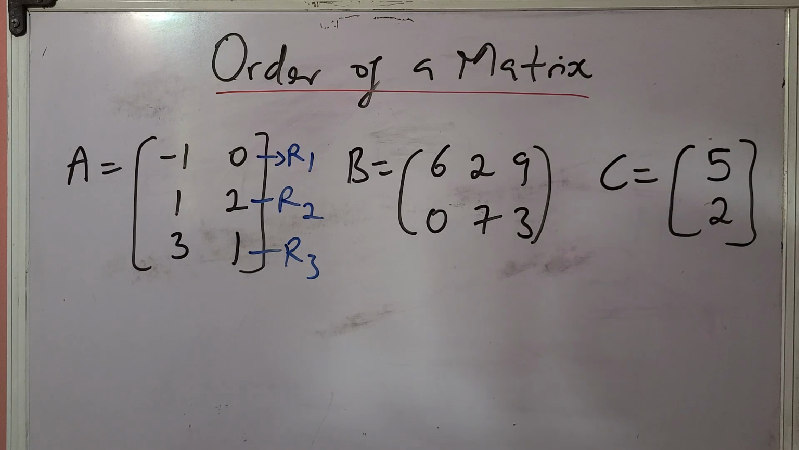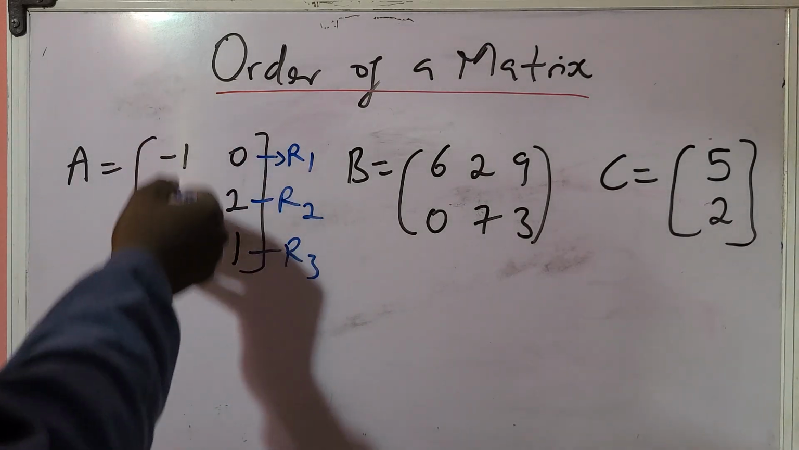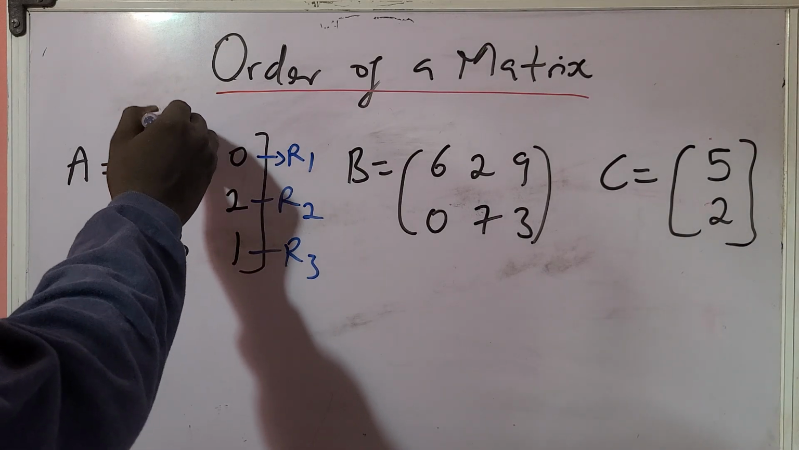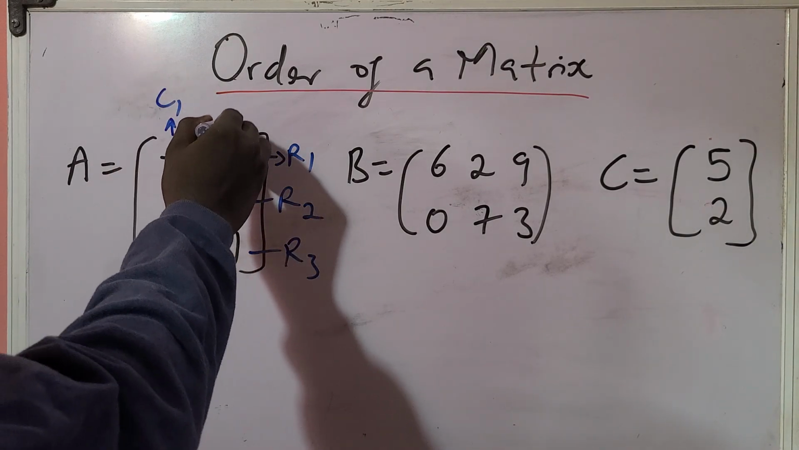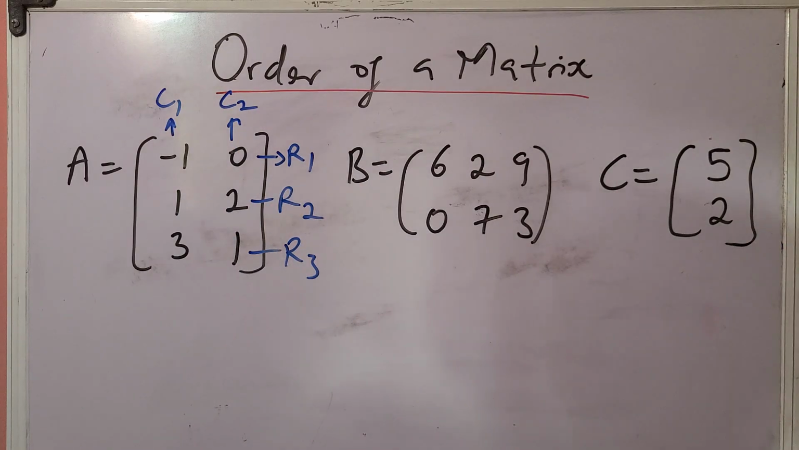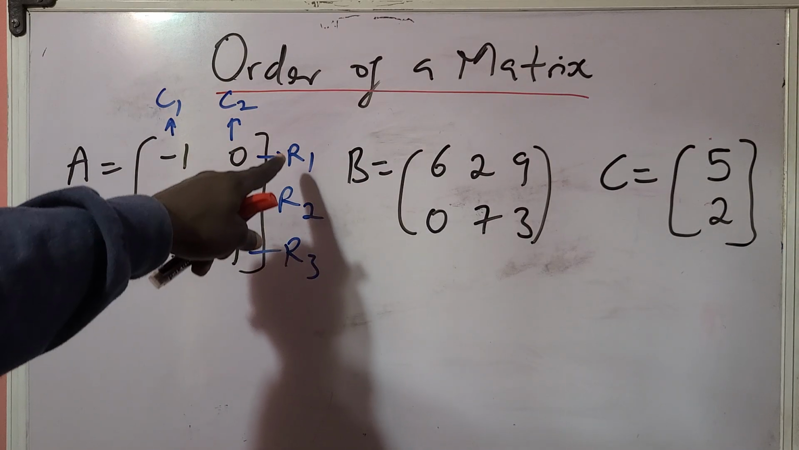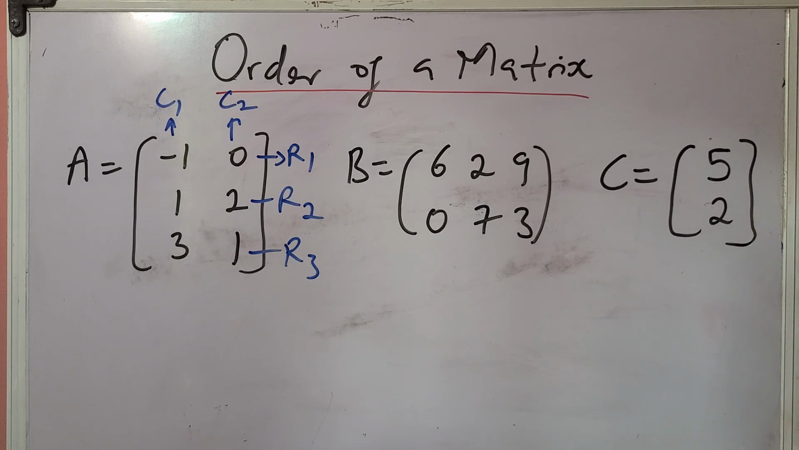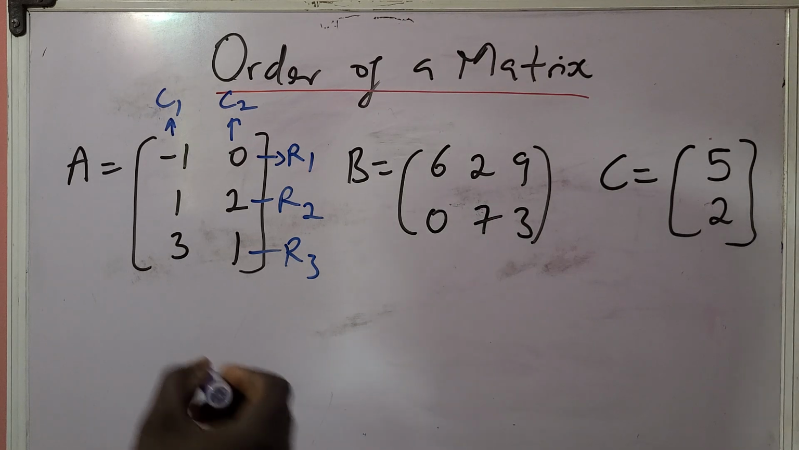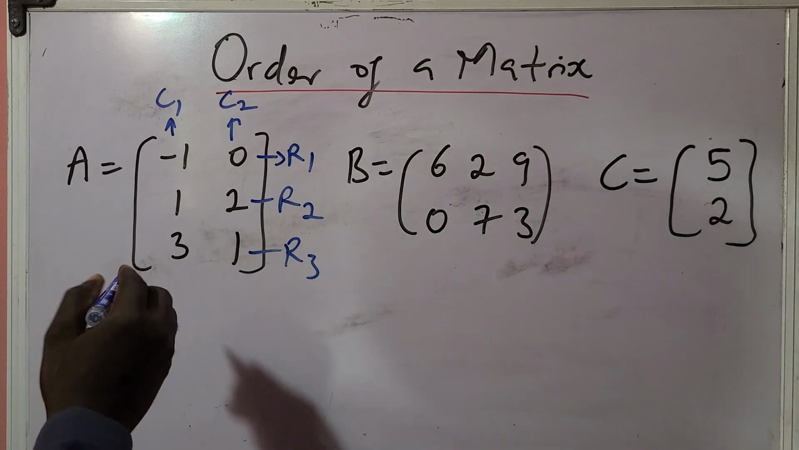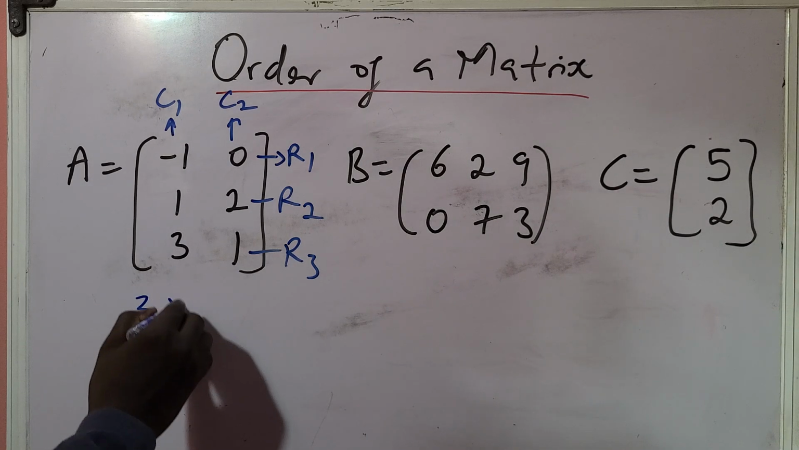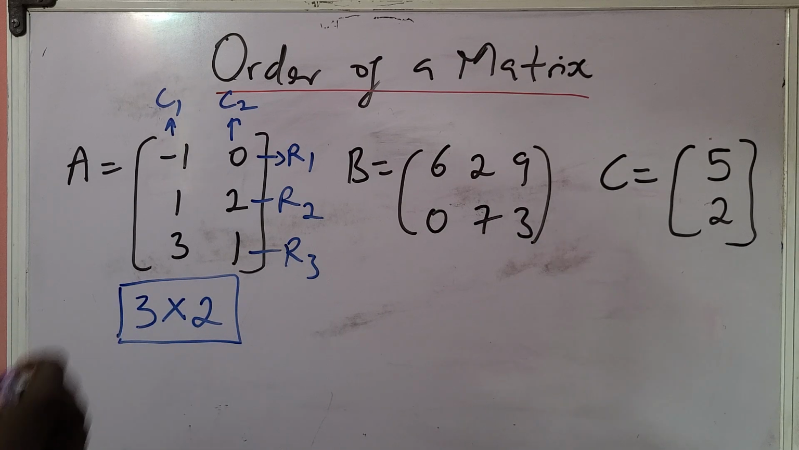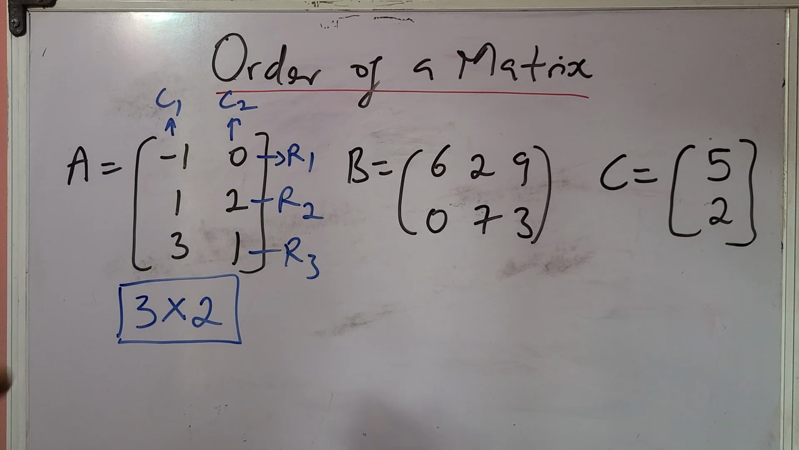Now, we go on to the column. This is the vertical, the first vertical axis here. We'll call this column 1, and we call this column 2. So obviously right here we have 3 rows and 2 columns. So how we define the order of this matrix is quite simple. We just say this is a 3 by 2 matrix. So the order of this matrix is 3 by 2.